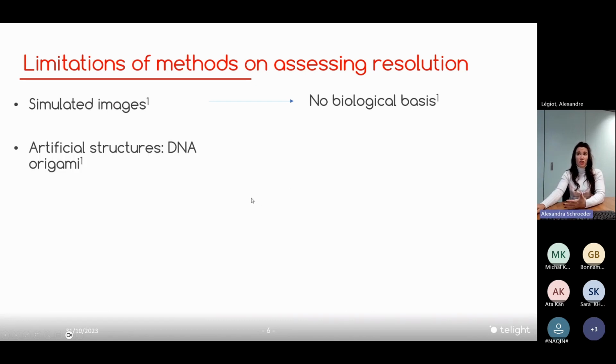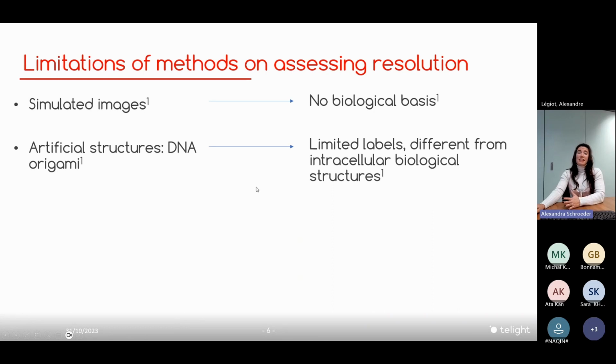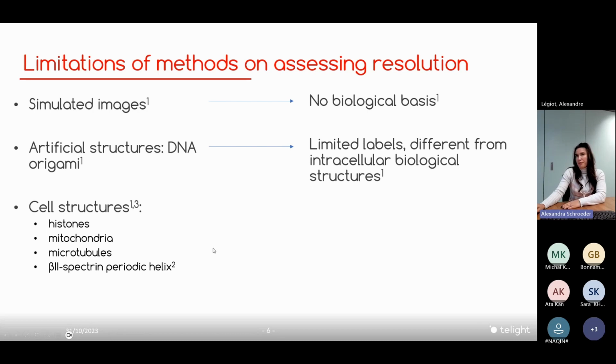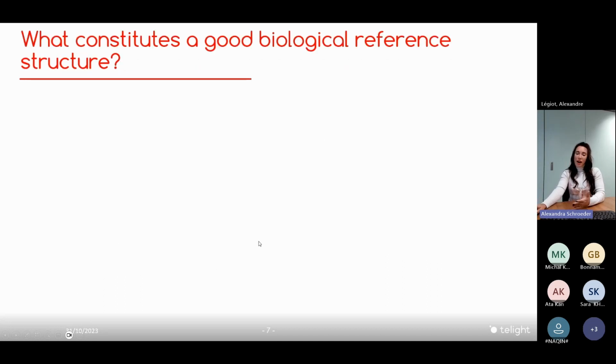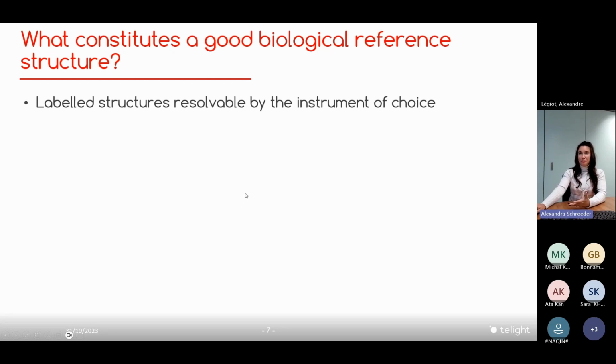If we consider artificially made structures, these can be limited in terms of what labels are needed to visualize them, and they might actually be different from in vivo structures themselves as they're changing. So these cell structures are a nice candidate, but fixation methods can also be required, and it can be prone to cherry picking with the currently existing structures that have typically been used. So how do we choose something that might be better?